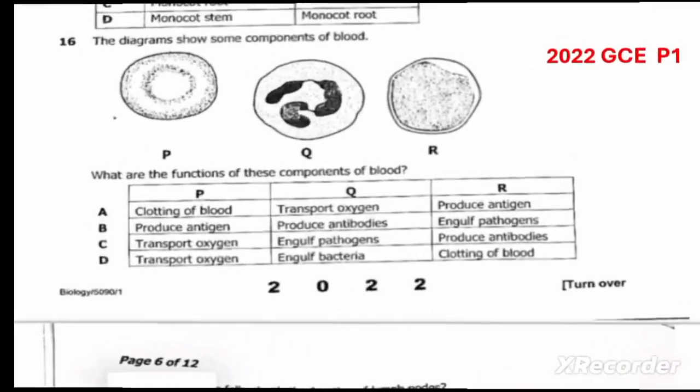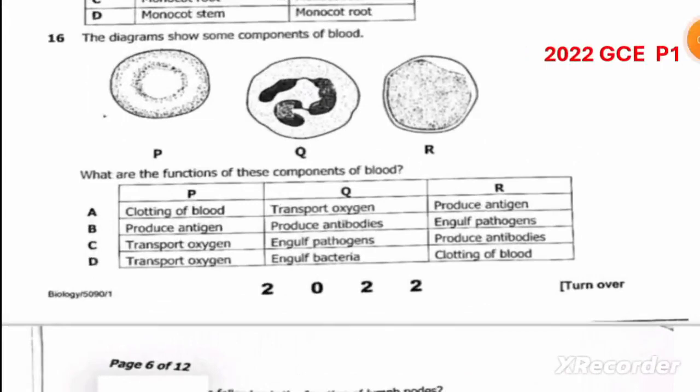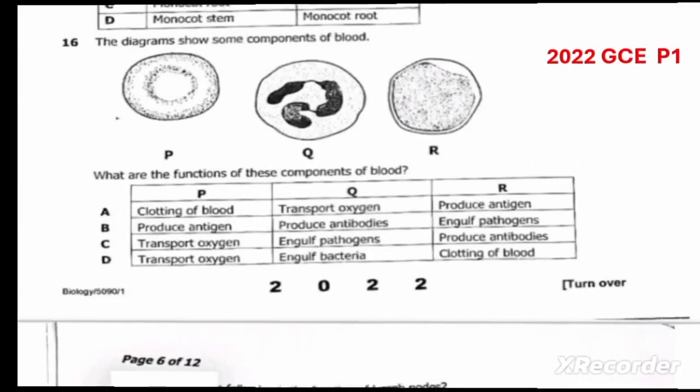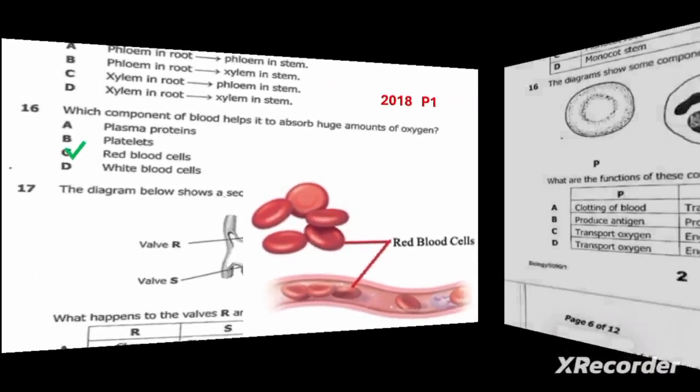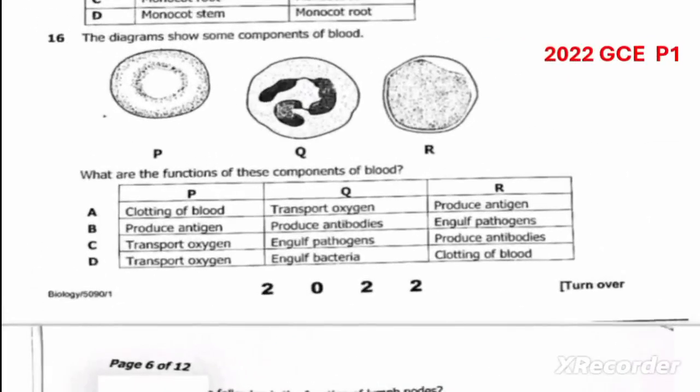We are also going to answer this question, which is coming from 2022 GCE paper 1. This question is also question 16. The question reads, the diagram shows some components of blood. So we have component P, component Q, and component R. What are the functions of these components of blood? So first and foremost, we are going to identify these components of blood.